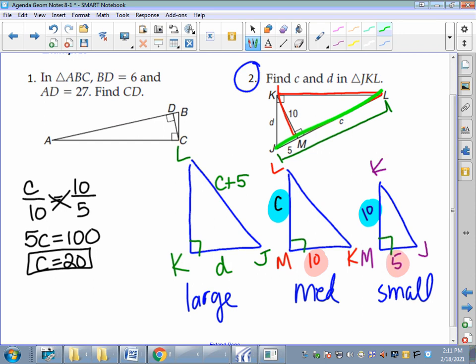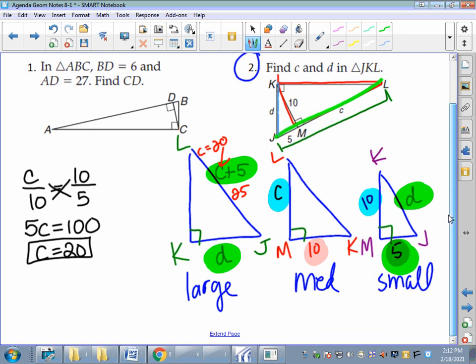All right, so let's see what we've got next. You know what else I forgot to label? On the smallest triangle, KJ is also D. Sorry about that. I just realized I had some missing things. So notice on the large and the small, I have some corresponding parts. The hypotenuses, right, this and this, and then the smaller leg, the D and the 5. I am not scared that it's C plus 5 on here because we just found C, correct? C equals 20, so that side is actually 25.